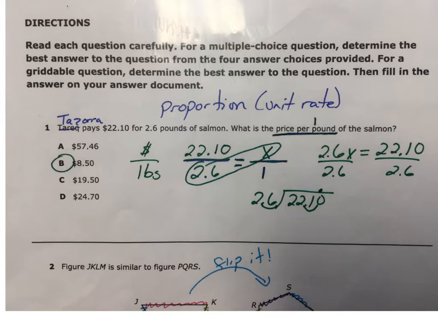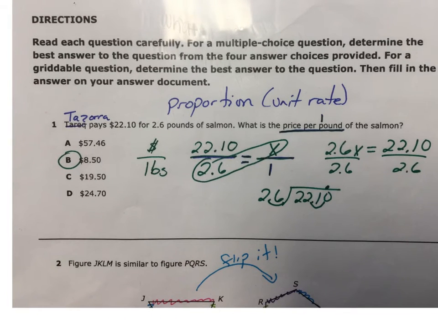Okay, number one, you're comparing dollars and pounds, so you set it up just like a proportion, dollars and pounds. So put this one over that one, and then per pound, meaning one. This is 1 pound. So you cross multiply and solve. So you put your pound right here. Otherwise it's unit rate, you just divide.